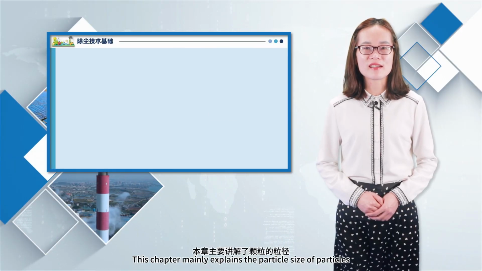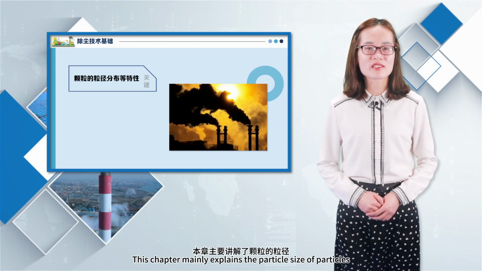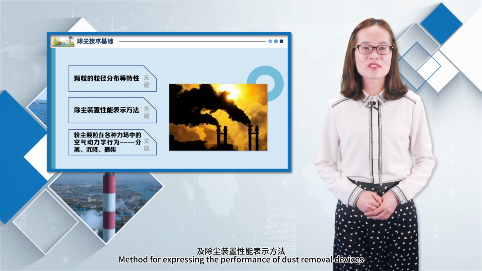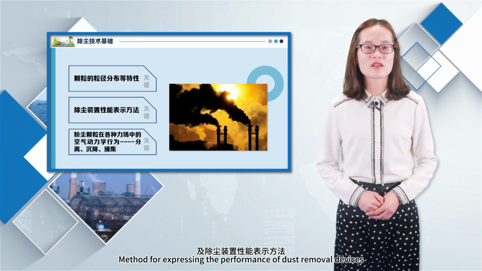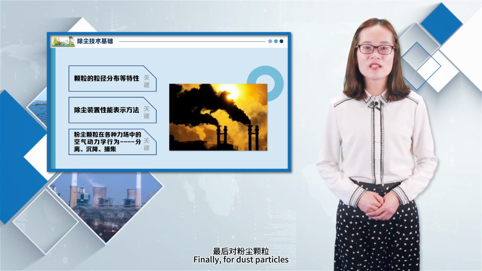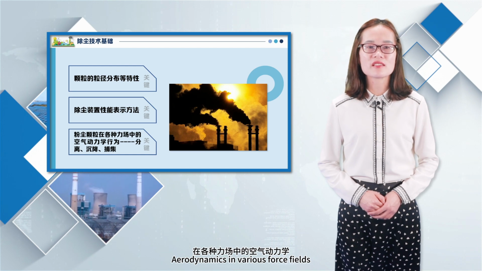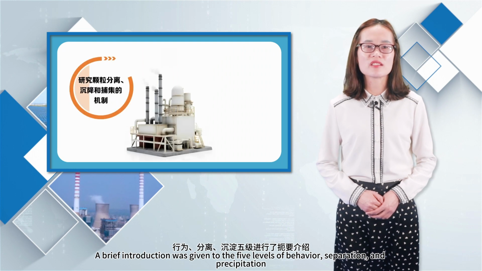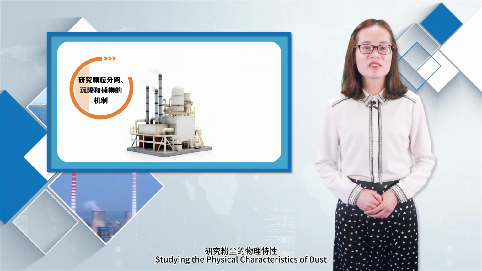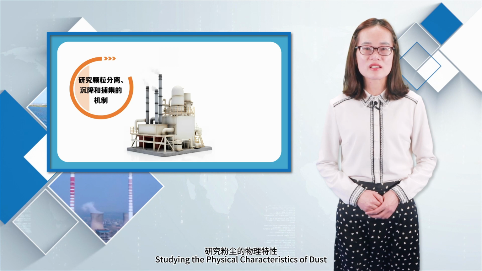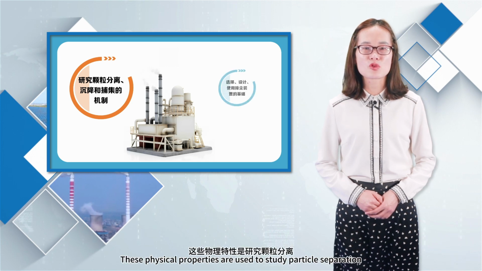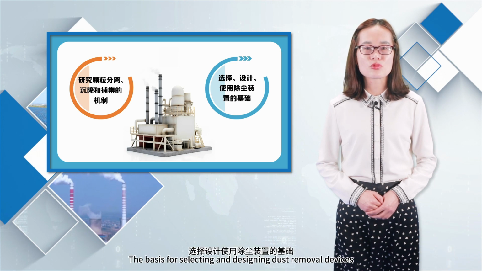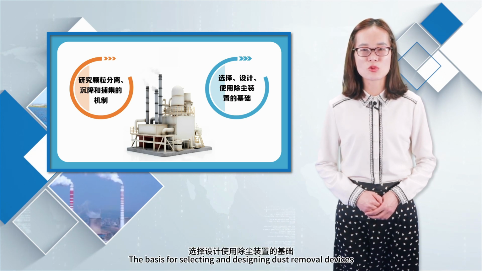This chapter mainly explains the particle size of particles, distribution and other characteristics, and methods for expressing the performance of dust removal devices. Finally, for dust particles, a brief introduction is given to the behavior, separation, and precipitation in various force fields, studying the physical characteristics of dust. These physical properties are used to study particle separation, the mechanism of sedimentation and capture, the basis for selecting and designing dust removal devices.